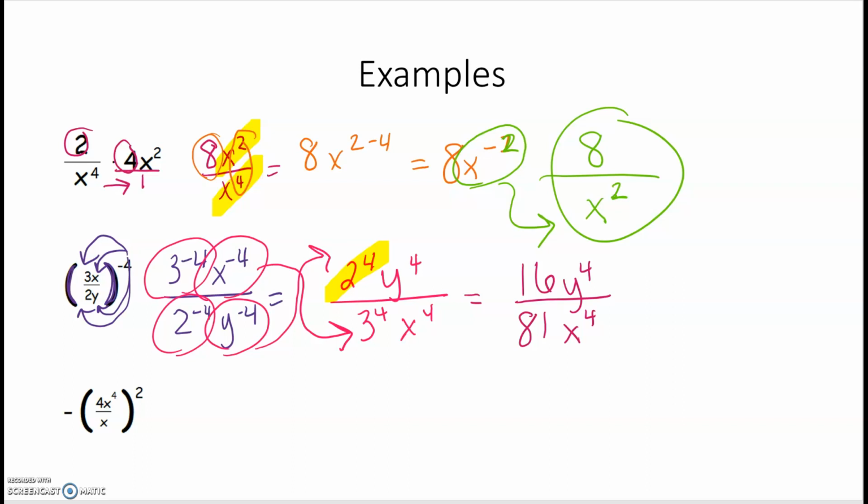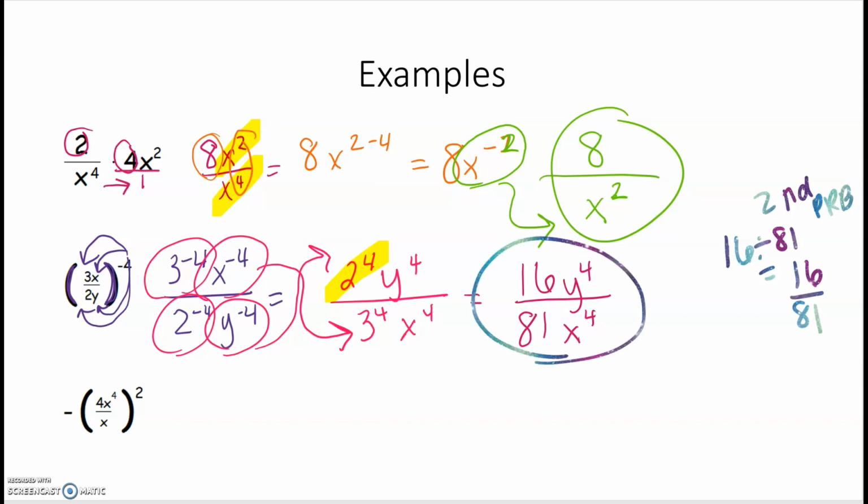Okay, the only thing I have to do now is make sure my numbers are as simplified as possible. So type in 16 divided by 81 in your calculator. And I get a big long decimal, so I'm going to hit second PRB in order to get that as a fraction. Okay, and it tells me that it is 16 over 81. Since that's the numbers that we had originally, we know that is in simplest form, so that's my answer.